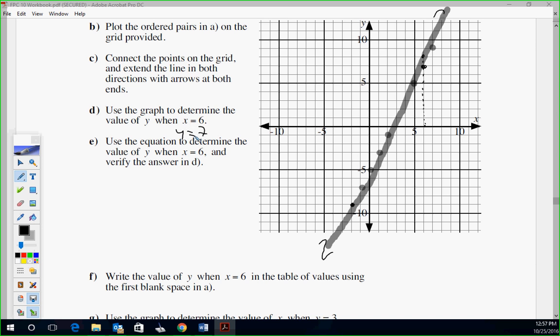Use the equation to find the value of y when x is 6. We just did that. Oh, use the equation. So it's 2x minus 5. 2 times 6 minus 5. 12 minus 5 is 7.